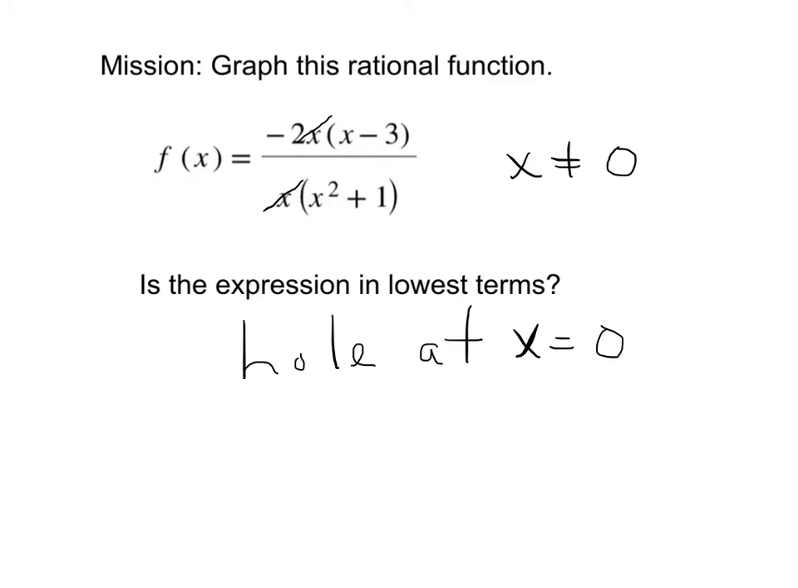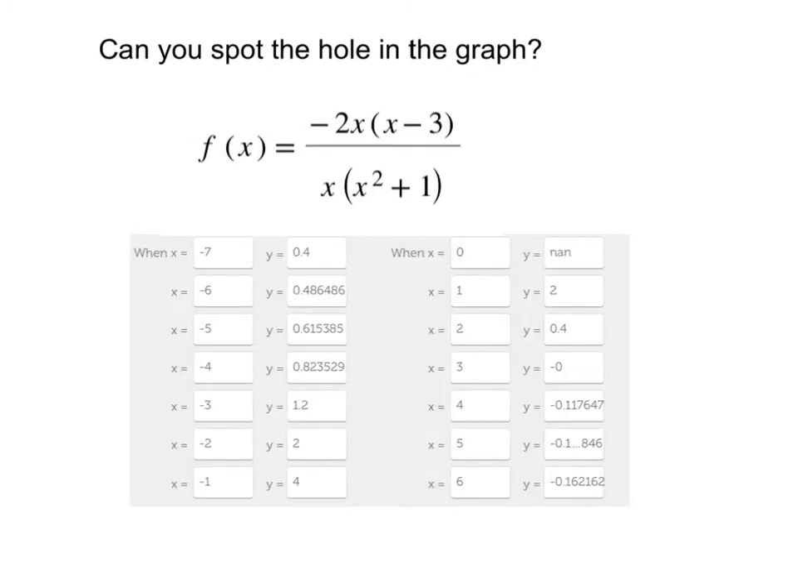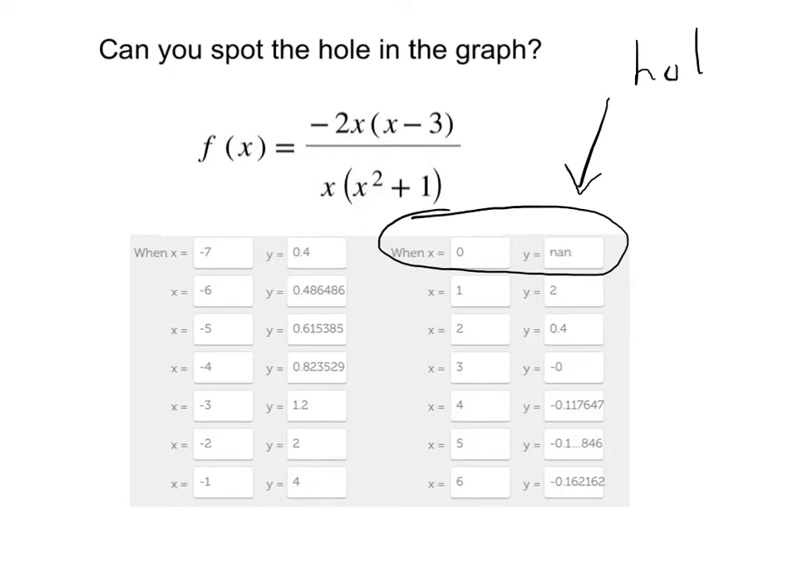And if you use a graphing calculator and then go to your table, one of the things you're going to notice is that right here, it will say in your table that when x is equal to 0, y is NaN. Now, NaN simply means not a number, and that's our hole. When you graph this, you actually put an open circle where that hole occurs.